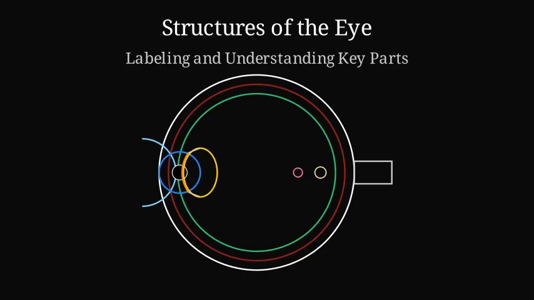Here is a simplified cross-section of the eye. We are looking at the eye from the side. The front of the eye is on the left, and the back of the eye is on the right. We will label each structure one by one, and then do a quick review at the end.